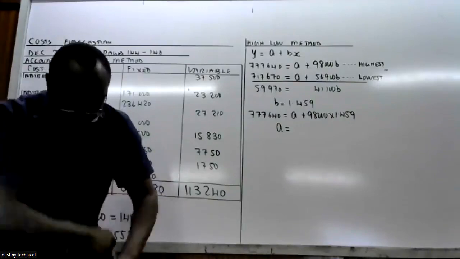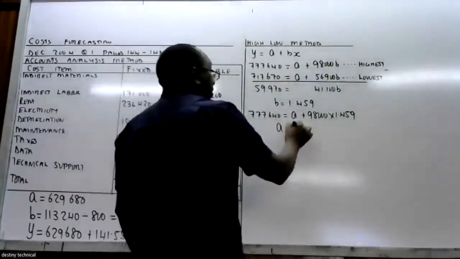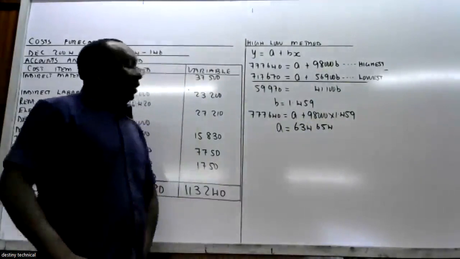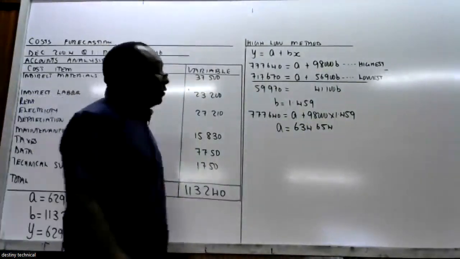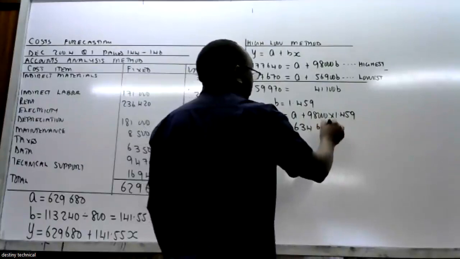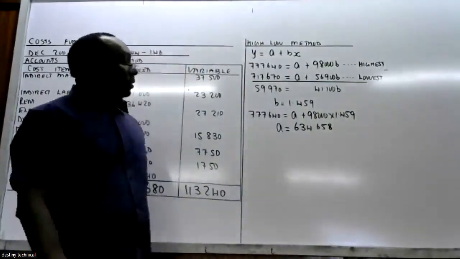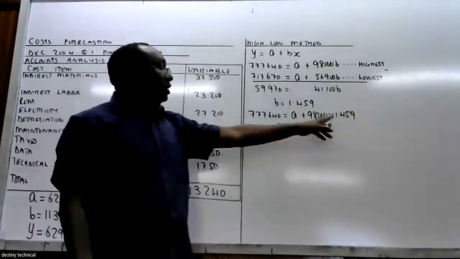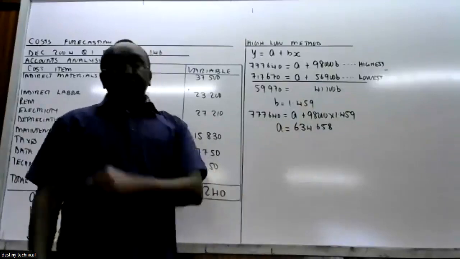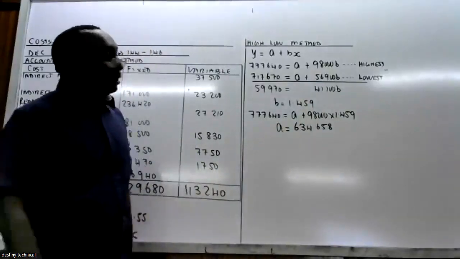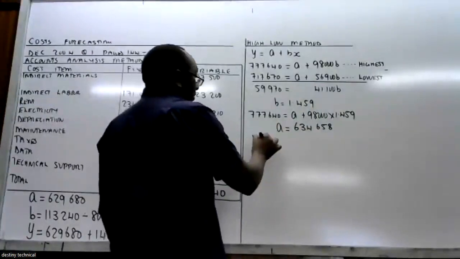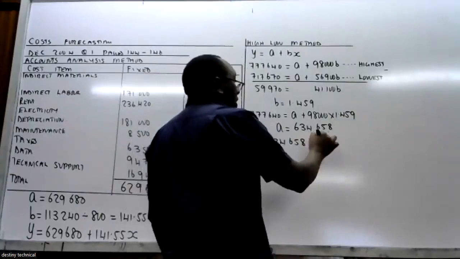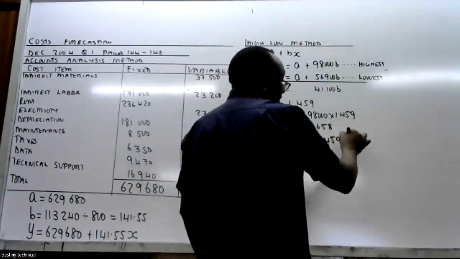Negative 634,658? That is 634,658, not negative. So it's something that you have not changed to the other side. If you bring this one to this side, it will be positive. Yes, good. So the function is y equals 634,658 plus 1.4598.